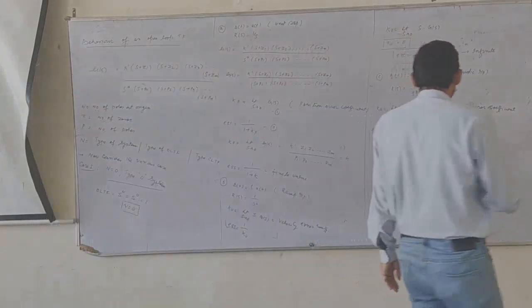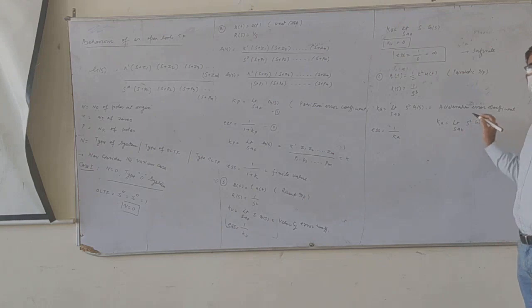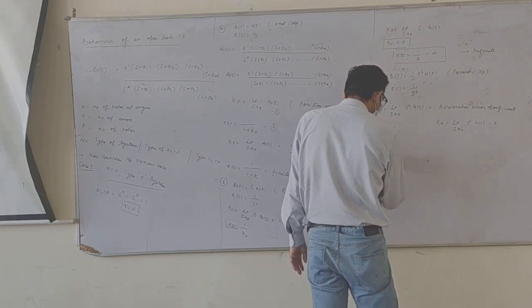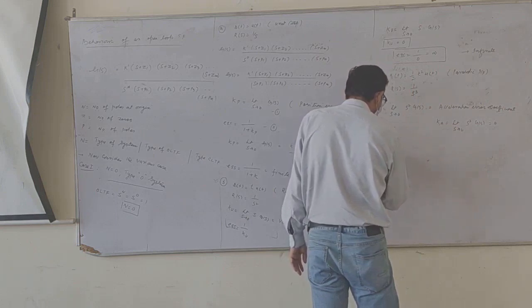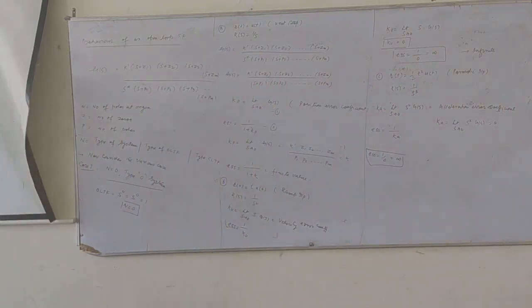Whatever is here, s is not involved, so when you multiply this, it will be 0. And this will be 0. Then the steady state error is 1 by 0, that is infinite. So very clearly, in a type 0 system, whenever the input is a unit step, you will have a finite value. Otherwise, the steady state error is infinite.